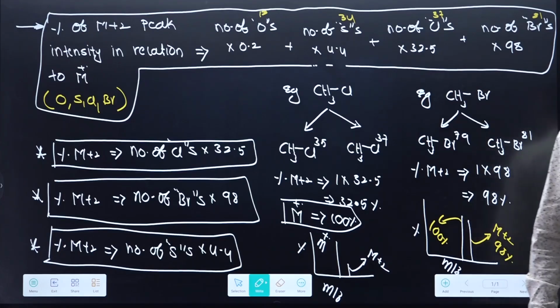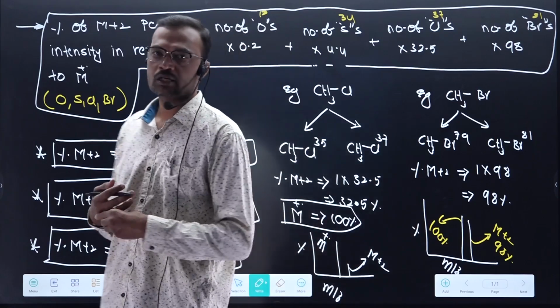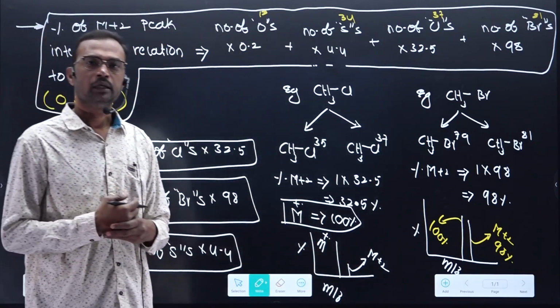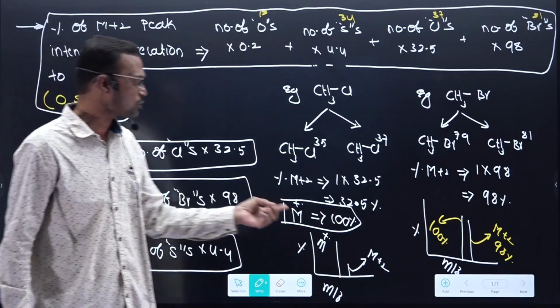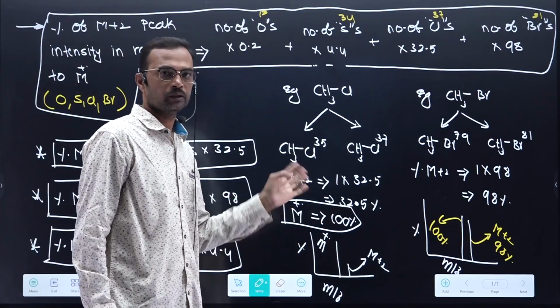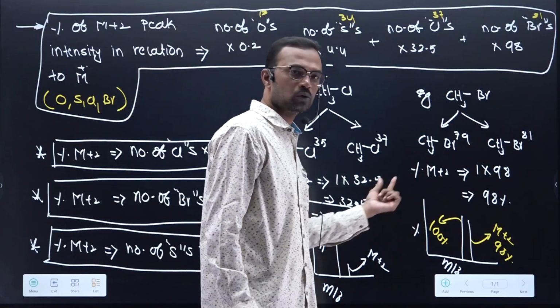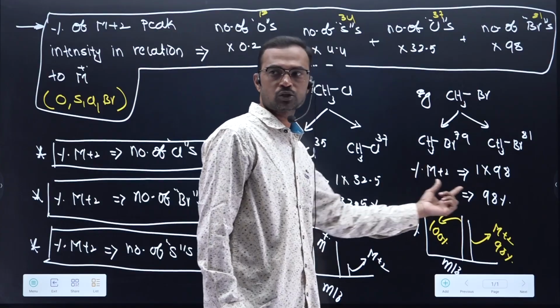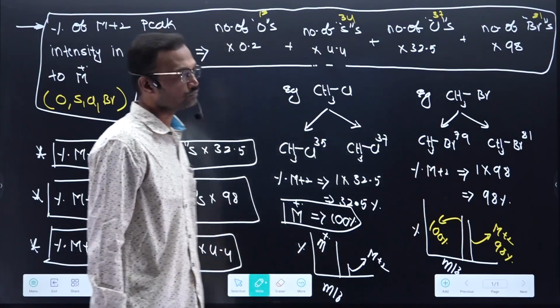Two peaks are most important for mass spectrometry. Percentage of M plus 1 peak for carbon, and M plus 2 peak for either chlorine or bromine. Most commonly they ask questions on chlorine or bromine only. So if any question comes on M plus 2, think about chlorine percentage and bromine percentage. Chlorine is 32.5 and bromine is 98.